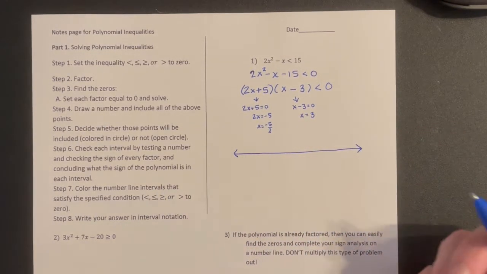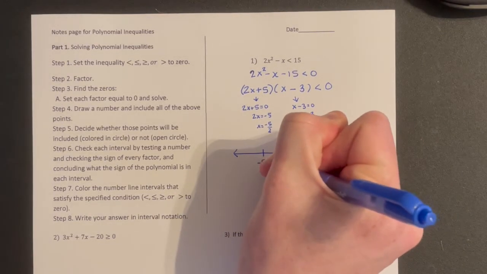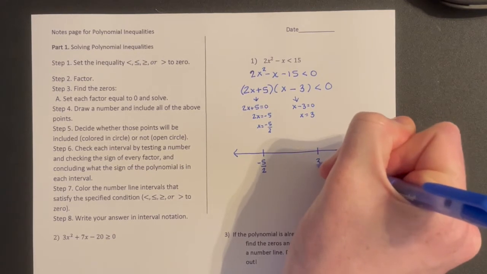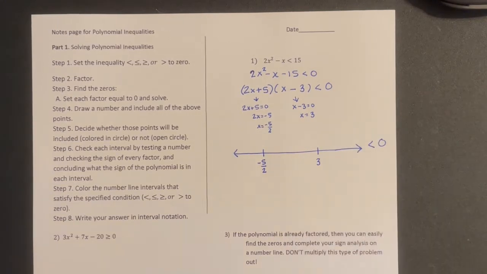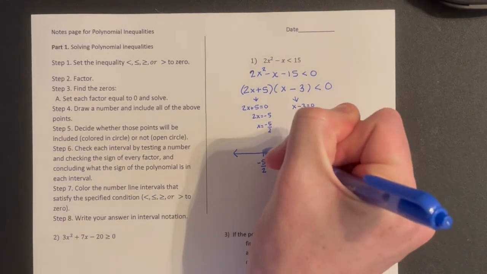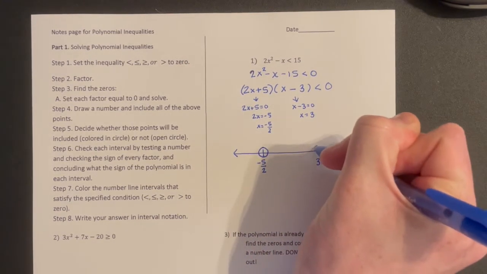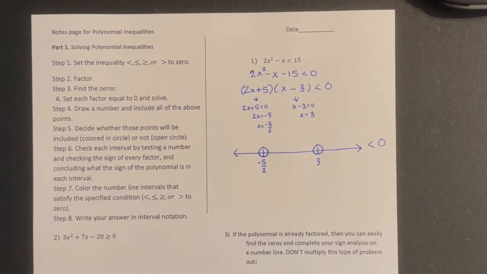So we want to take those zeros and put them on a number line. Now negative 5/2 would come first because it's negative, then positive 3. And we're looking at when it's less than 0. So I just put that off to the side to remind us what we're trying to find. It's less than, which means it doesn't have the equal to, so these are open circles at negative 5/2 and positive 3.